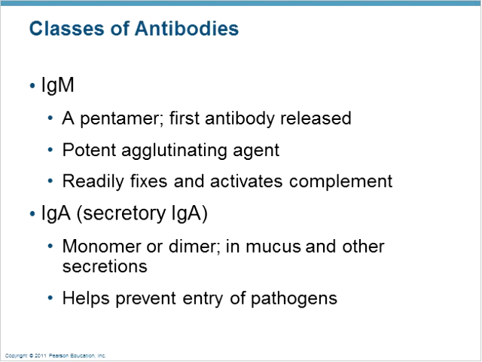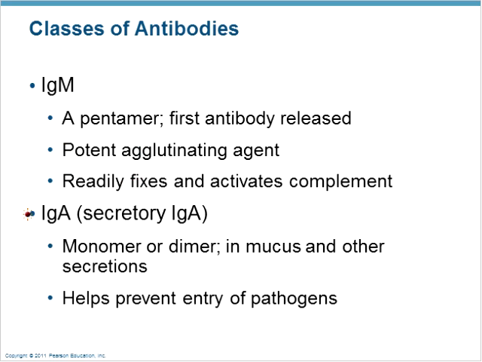When we talk about classes of antibodies, we talk about IgM. It's a pentamer. That means it's the first antibody released. You'll hear both terms. It's a potent agglutinating agent, causing agglutination of the cells attached. It causes foreign bacteria to be attached to each other, and it readily fixes and activates complement. So it's known for that. It's a shorter-lived antibody, but that's what it does.